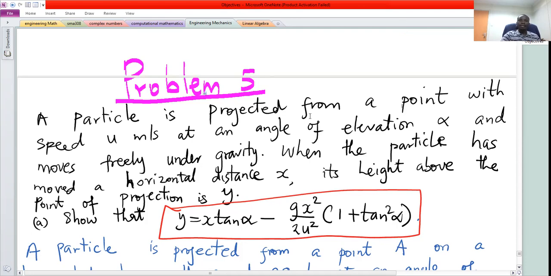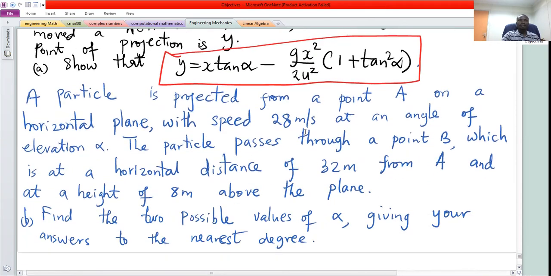And then the other part. We have been given information that a particle is projected from a point A on a horizontal plane with speed 28 meters per second at an angle of elevation alpha. The particle passes through a point B, which is at a horizontal distance of 32 meters from A and at a height of 8 meters above the plane. Find two possible values of alpha, giving your answer to the nearest degree.